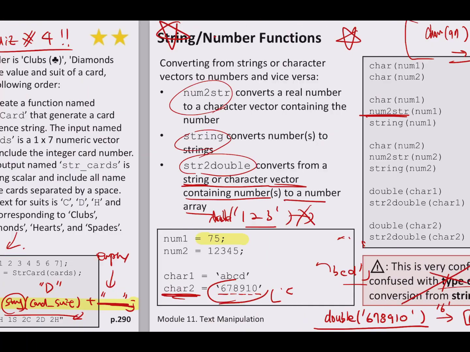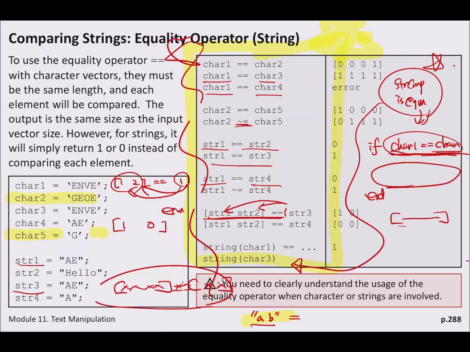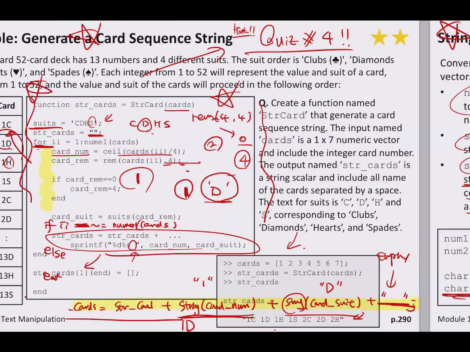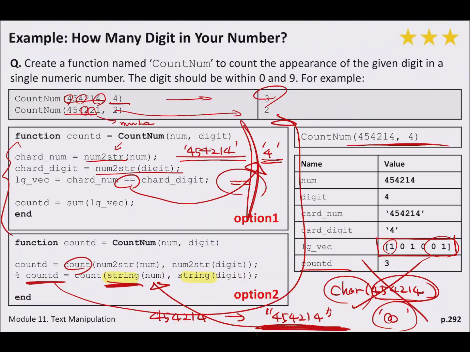This text manipulation lecture is very confusing. But if you get the core ideas of how this string data type works, I think you can easily apply the programming logic that you used in the previous modules. This is the last lecture in this course, and good luck with your quiz. Bye.